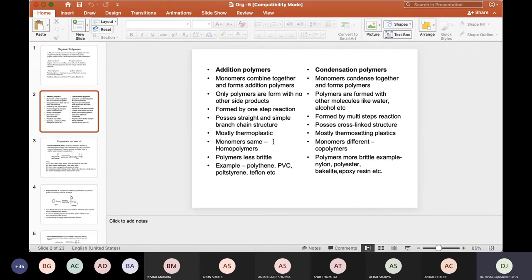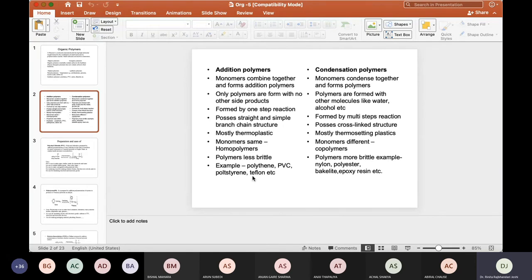There are some of the addition polymers which cannot be recycled, or which do not belong to thermoplastic, like melamine. In the addition polymers, of course, the monomers are always the same. That type of polymer, formed from one type of monomer, is known as a homopolymer. And if you compare its brittleness, it is said that addition polymers are less brittle.